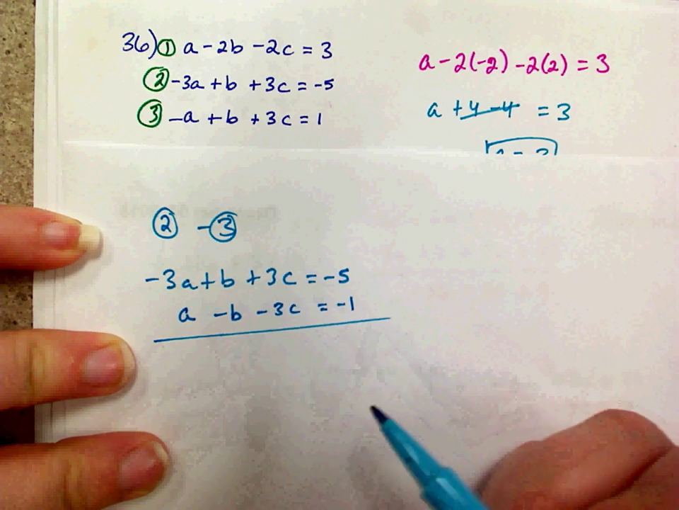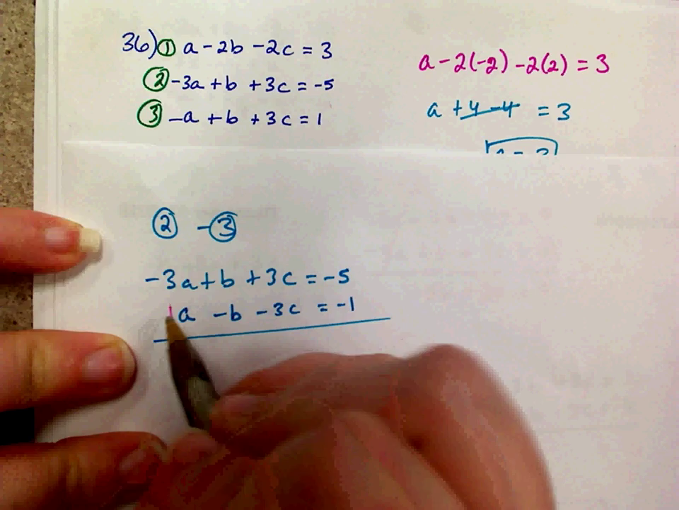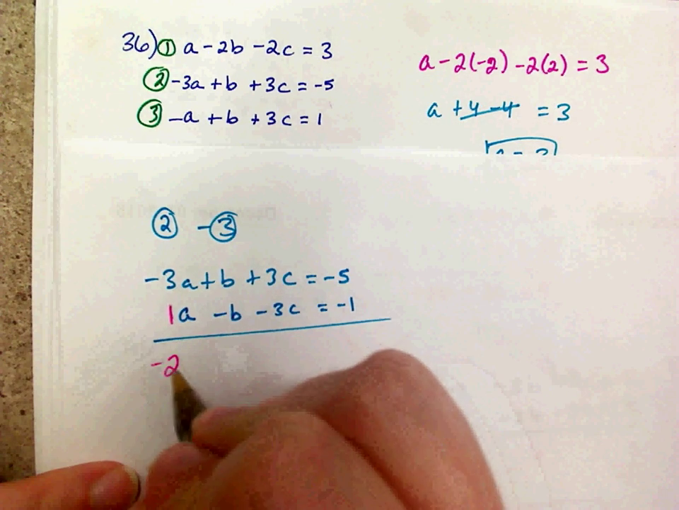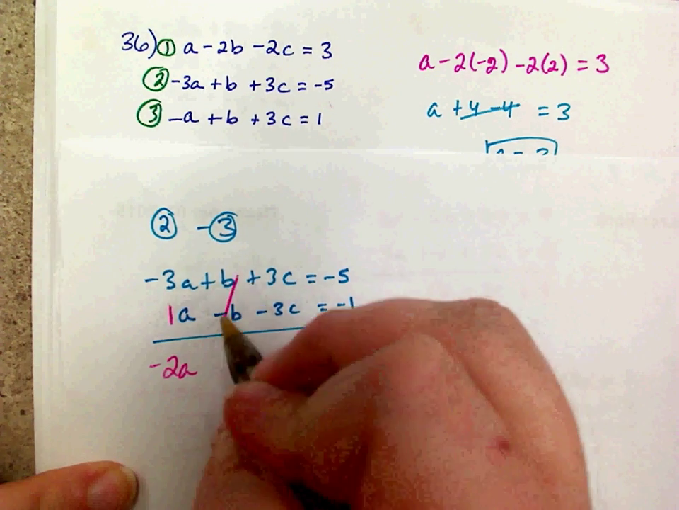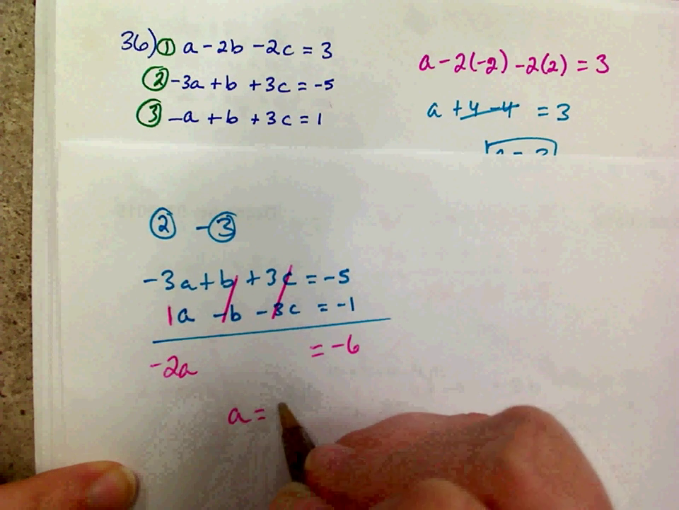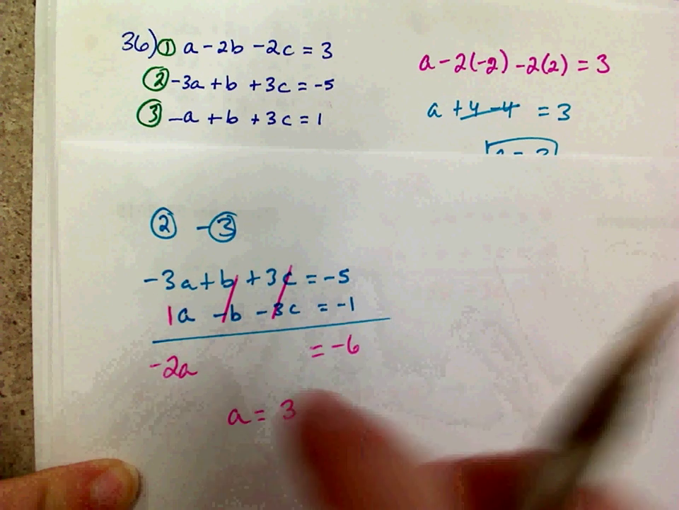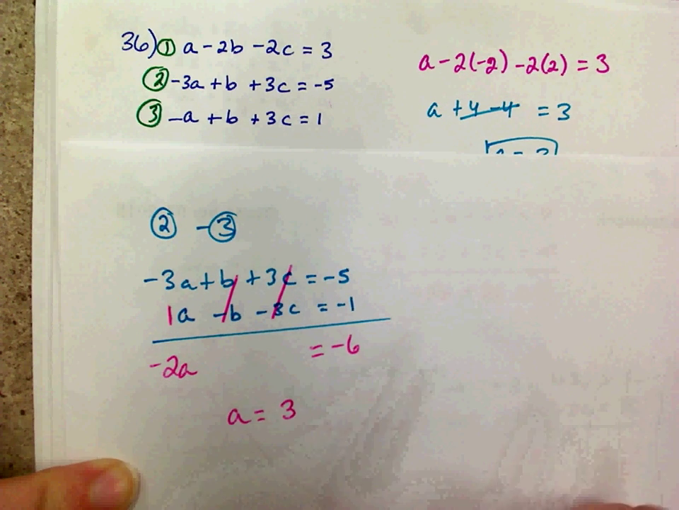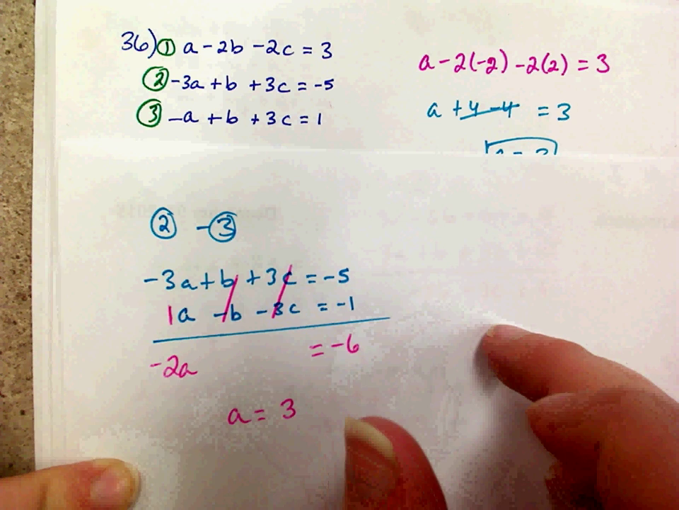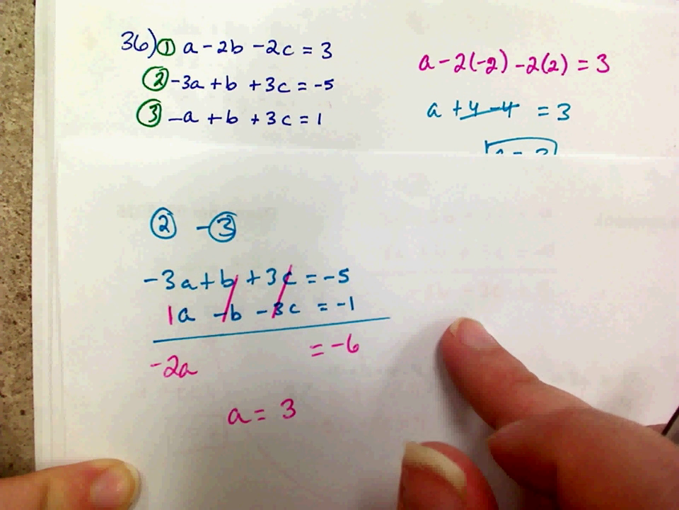Well, when you add these, you get negative 3 plus 1, which is a negative 2. The B's cancel out, the C's cancel out, and you're left with negative 6, so A equals positive 3, divided by negative 2. Okay? If you have A equals 3, then you only need to do one thing. You either need to cancel out a B or a C in one more equation, and then you'll be able to just plug in A equals and solve.